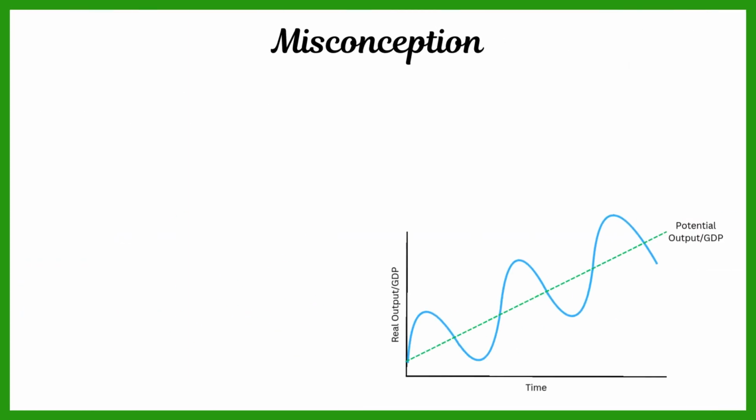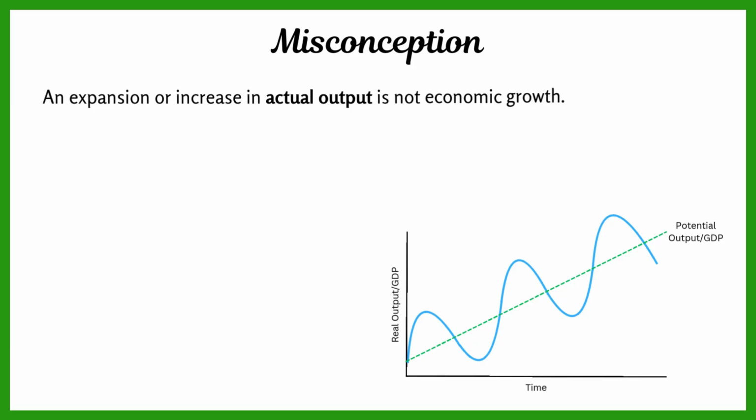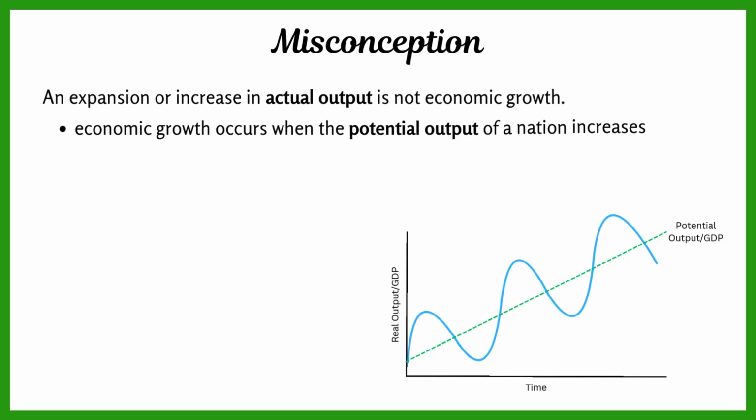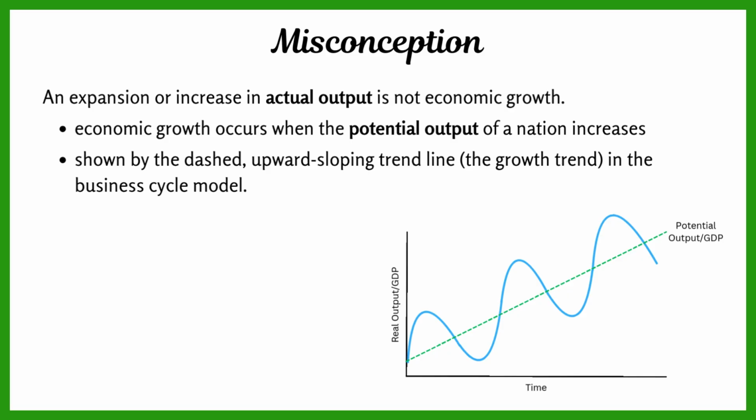Before we end this lesson, here is something to note. An expansion or increase in actual output is not necessarily considered economic growth. Economic growth occurs when the potential output of a nation increases. That growth is shown by the dashed, upward-sloping trend line or the growth trend in the business cycle model.